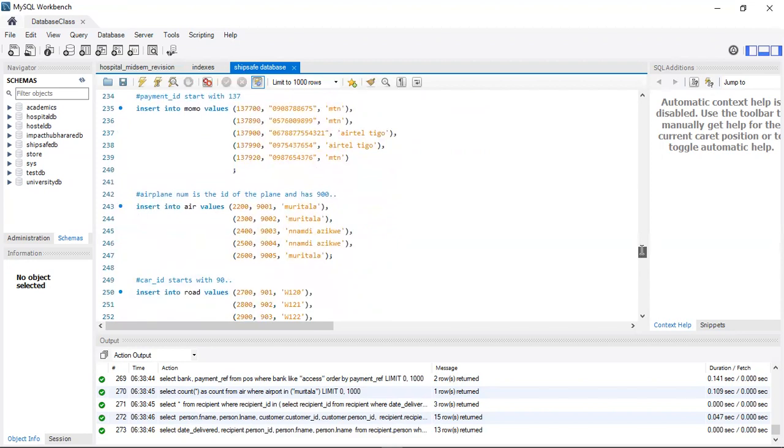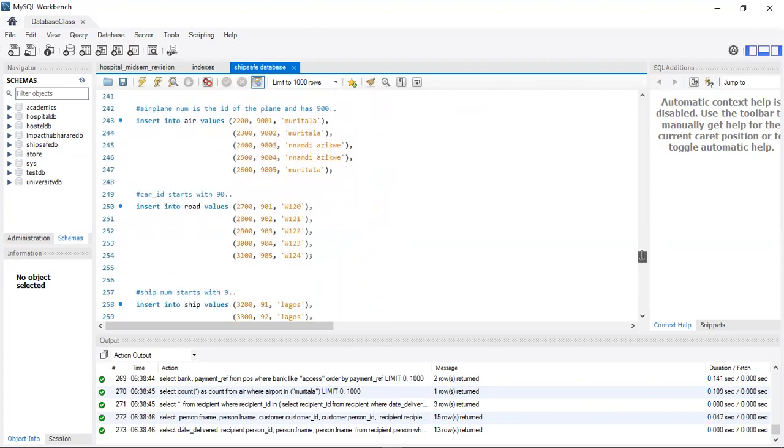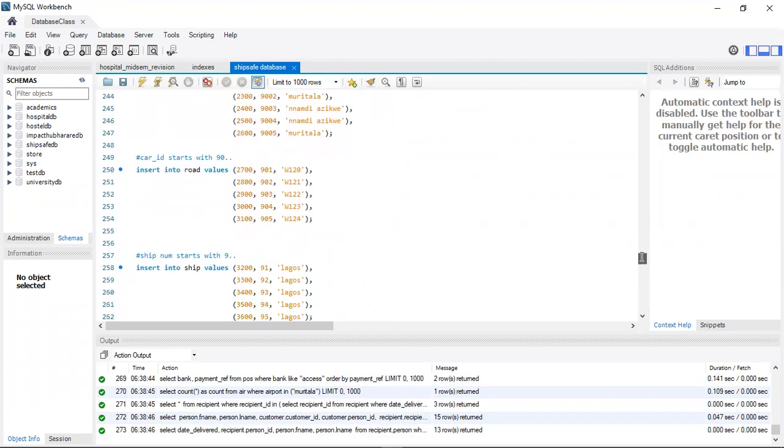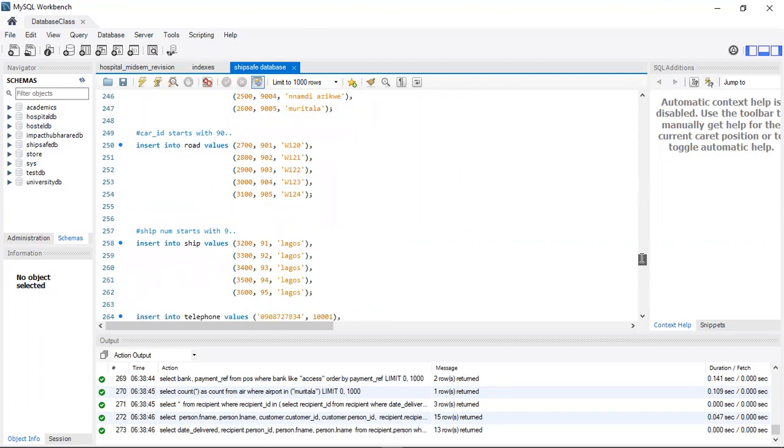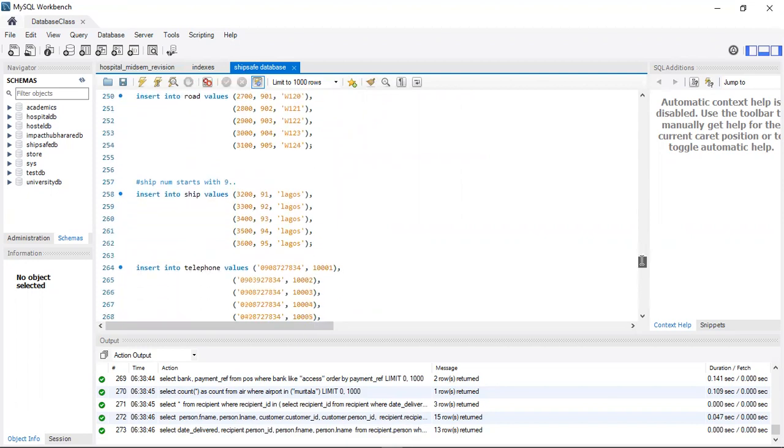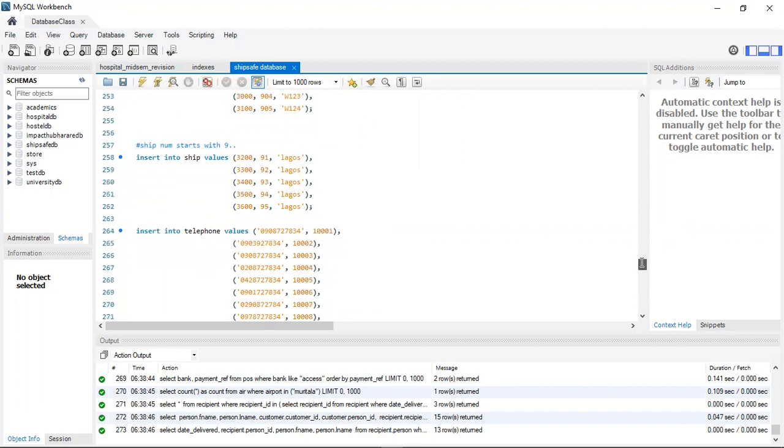Then airplane num is the ID of the plane, and it starts with 900. The car ID starts with 90. And these are the warehouses, the third column rather is the warehouses for the transport by road. The ship num starts with 9. I made the port for ship Lagos, because Lagos is the most efficient and only functioning port currently in Nigeria. But other states develop their ports.